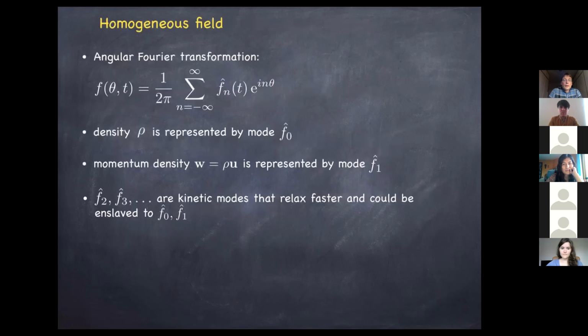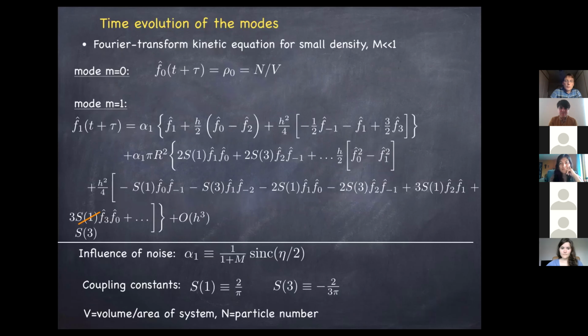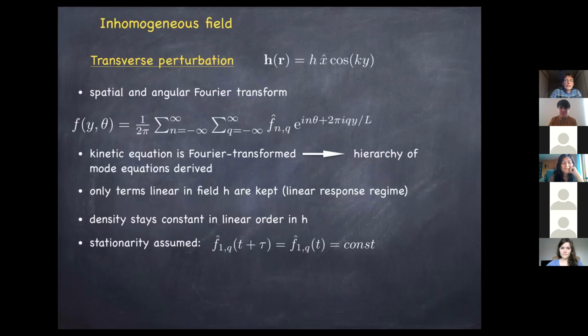Okay, and then there's technical things how to do that. We have to go in angular Fourier space and then derive a hierarchy of equations for these different angular modes. That's what we do for homogeneous field. That looks quite horrible, so I want to skip that. And then if we have an inhomogeneous field like a transverse perturbation, we have to do a spatial and angular, so a double Fourier transform. And then we still get a hierarchy of mode equations, and then we only keep the terms which are linear in the external field.